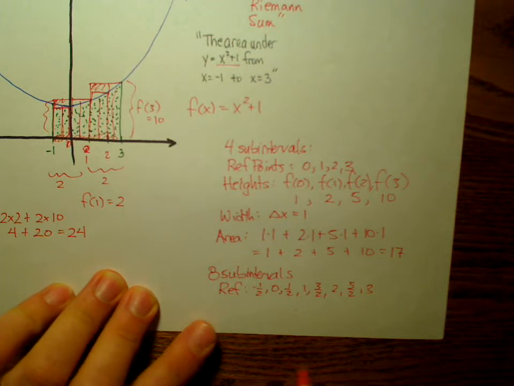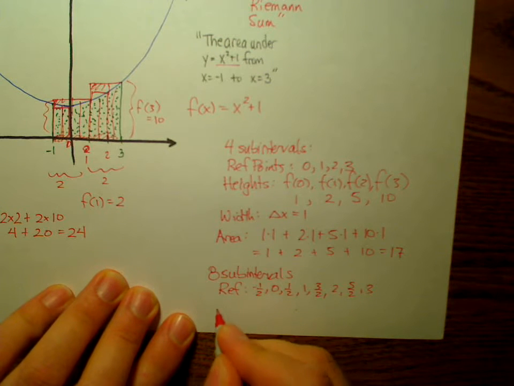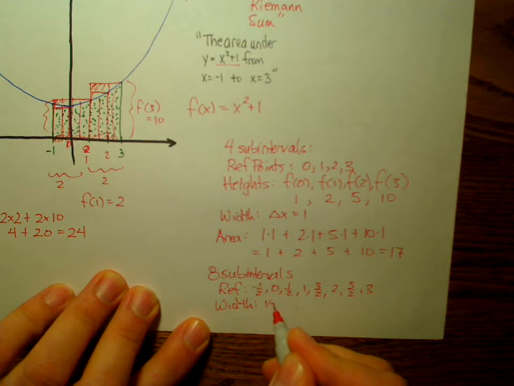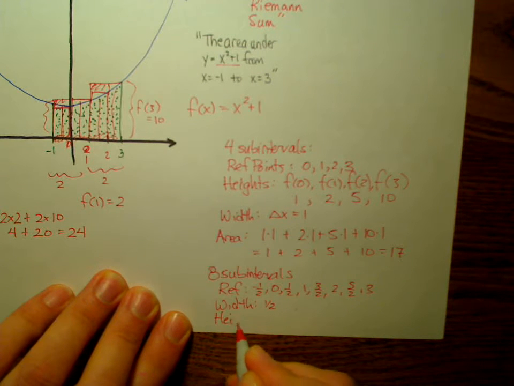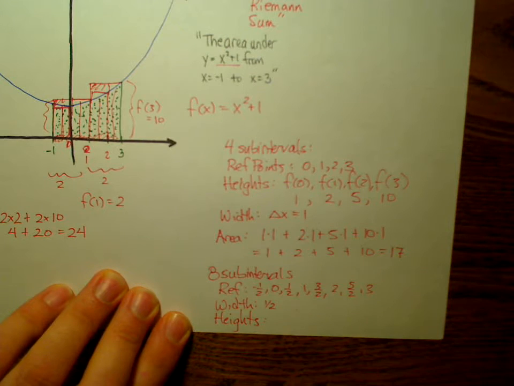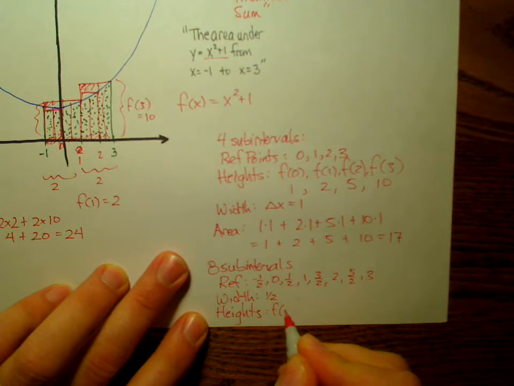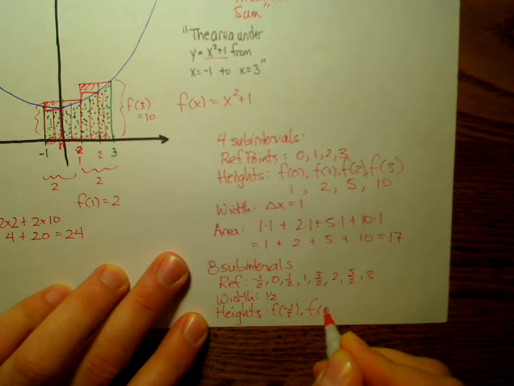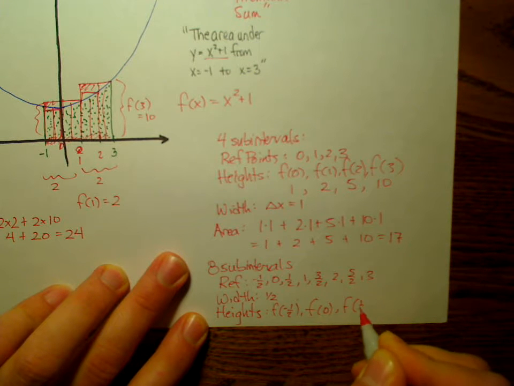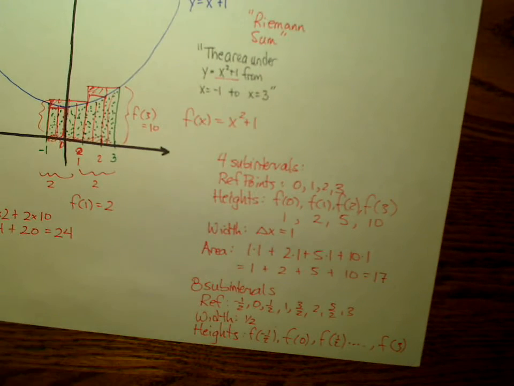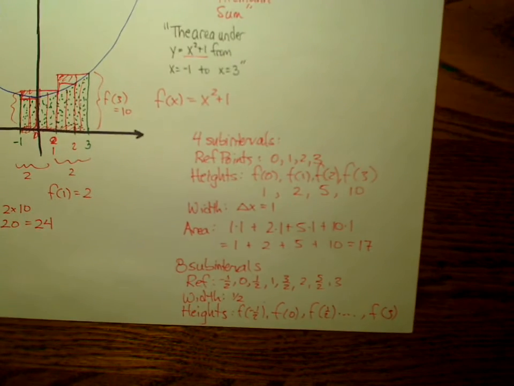1.5, 2.5. Our width, I'm doing this a bit out of order, but that's not a big deal. Our width of each of these is 1/2. Our heights are, plug in each of these, f of -1/2, f of 0, f of 1/2, all the way up to f of 3. I'm going to start using a ... because these get tedious very quickly.